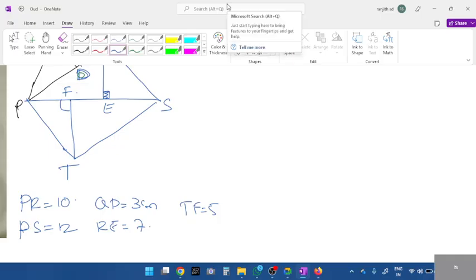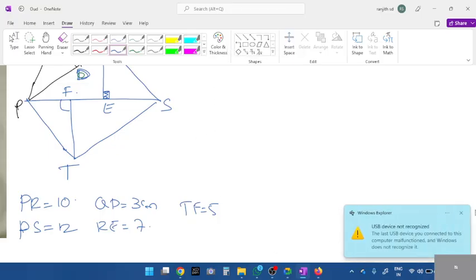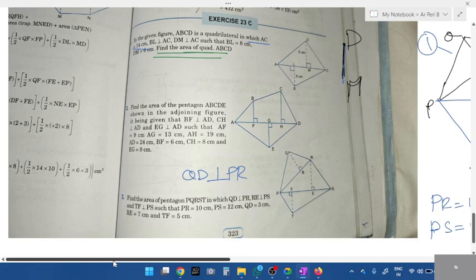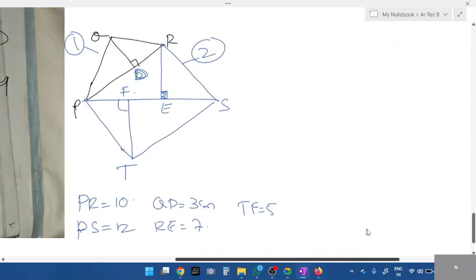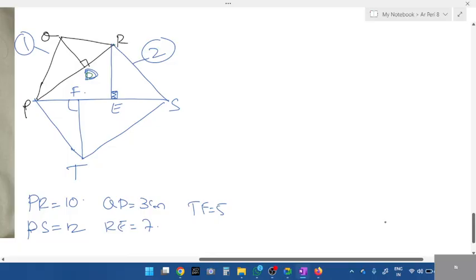Yes. Now, what have they asked us to find, students? Find what? What do we need to find? Read the first line. Area of PQRST. So in total, how many triangles do we have to add now? Three triangles. See, area. Let me write the formula. Area of pentagon PQRST. A pentagon is nothing but a five-sided figure.